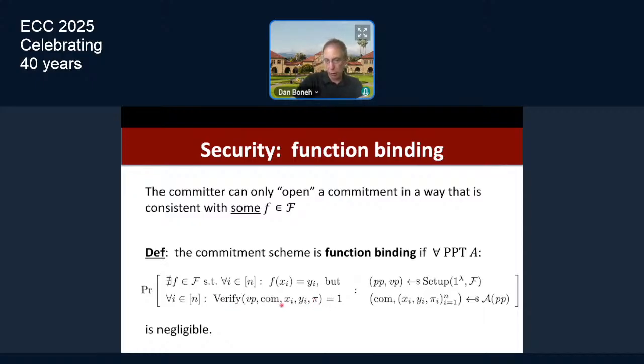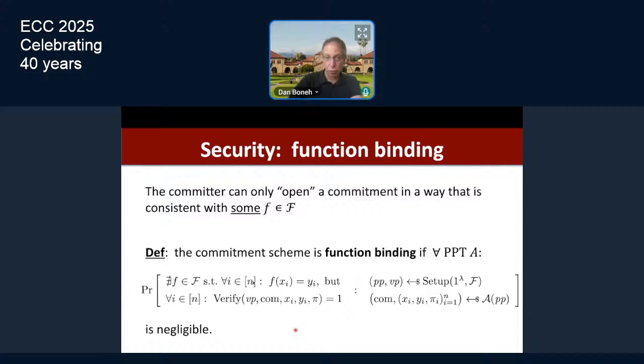So the adversary cannot create many openings and convince the verifier that all these openings are valid, even though there's no function that matches all these openings. That is something the adversary should not be able to do. We call this function binding, and again, it's a very interesting and important property to study. I hope this is clear.